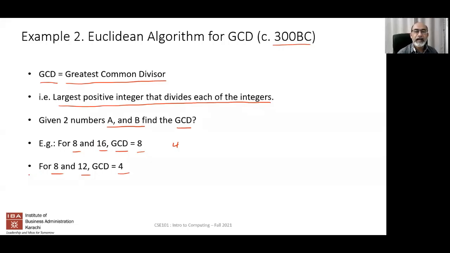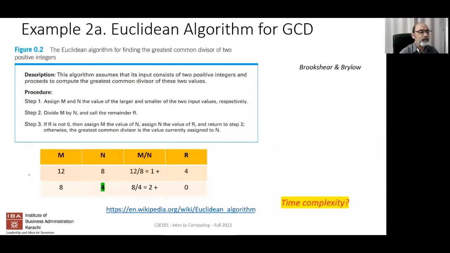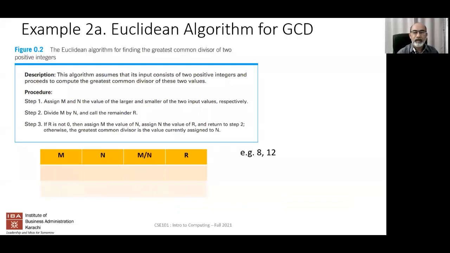So the question is, how would one find an algorithm for that? Euclid came up with an algorithm a long time ago, and this is in your book, Brookshear and Brylow. Many of you have been asking whether we have a book or not. I've already uploaded it, and it should be in your email as well. It is uploaded in the book section in the LMS, and we're going to be referring to this book quite frequently.